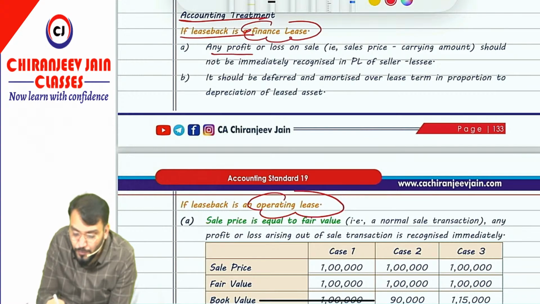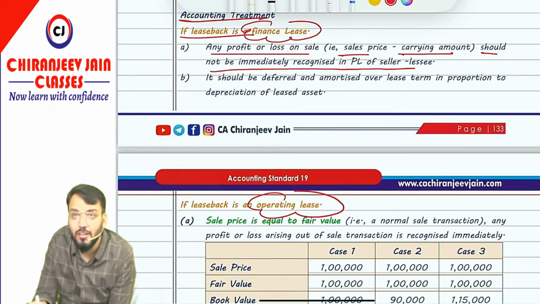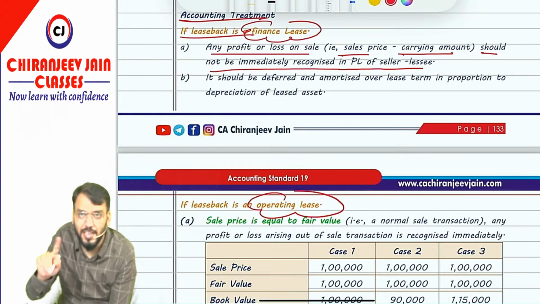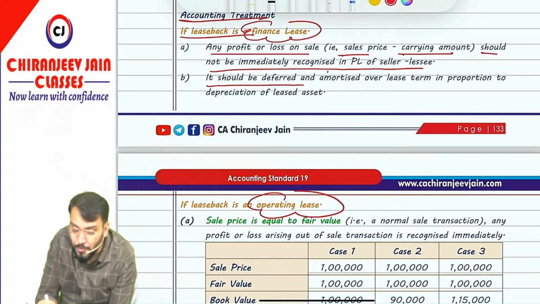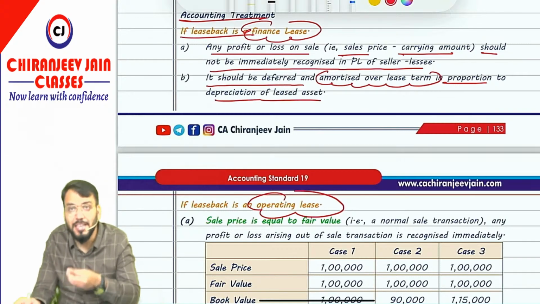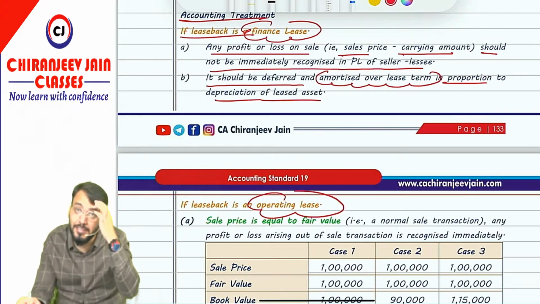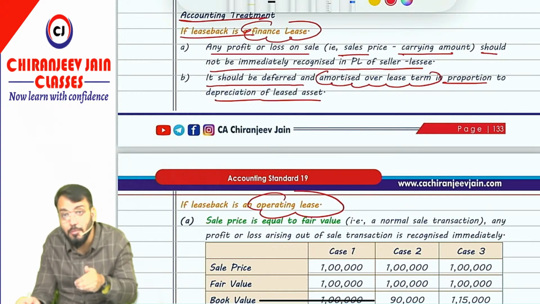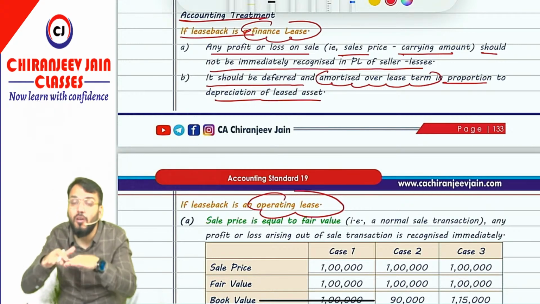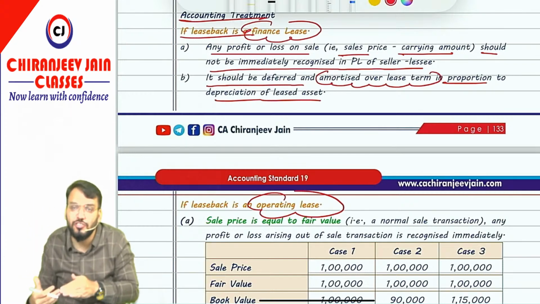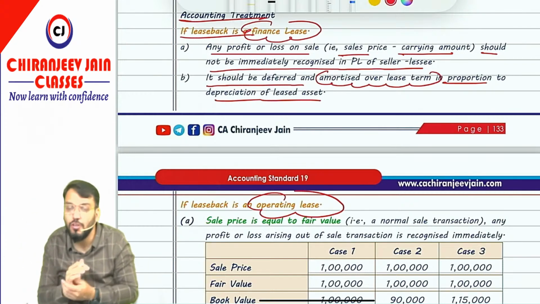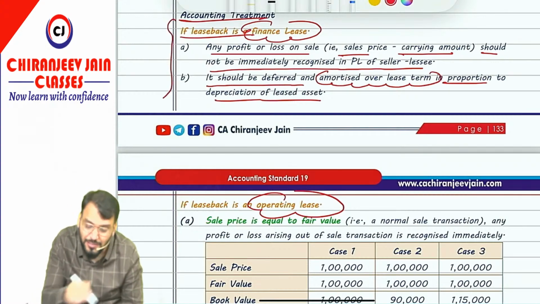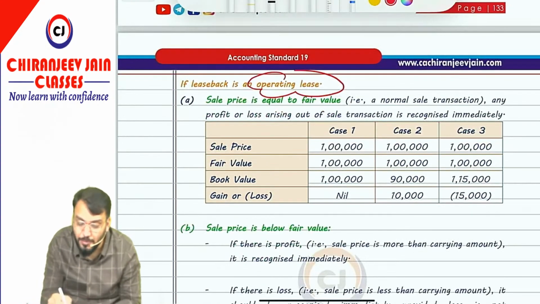Means any profit or loss on sale, meaning sale price minus carrying amount of the asset, should not be immediately recognized in PL of the seller or lessee. Seller and lessee are the same person. It is to be deferred and amortized over the lease term in the ratio of depreciation on the leased asset. Means whatever gain or loss you have calculated on sale of the asset will not be transferred to PL immediately. It will be deferred and amortized to PL over the lease term in the ratio of depreciation of the leased asset. However, till now this question has not been asked in the exam. However, from the exam point of view, this is more important.